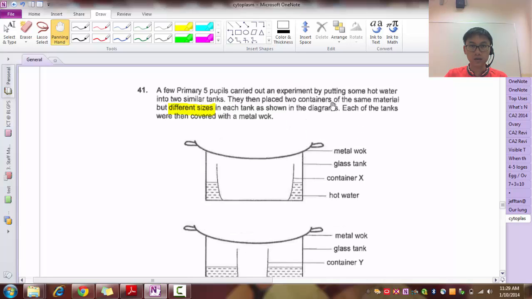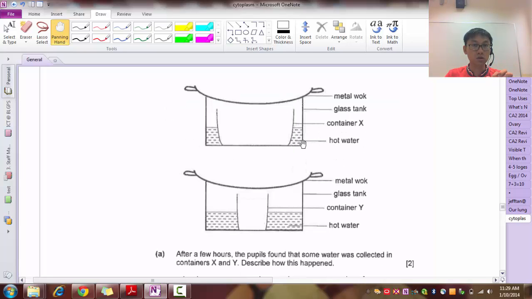And the question didn't say that he put the same amount of hot water into the tank. He just put some hot water. So if you look at the water level, both are roughly about the same. If I have a bigger container, it means I'm taking up more space. If I have more space taken up, I've got a lesser amount of water, because water takes up space. So I've got lesser water in my tank. But if I have a smaller container, I have more space for my water in my tank.